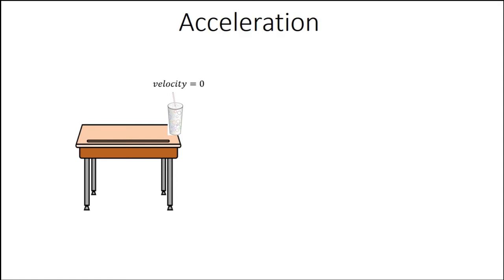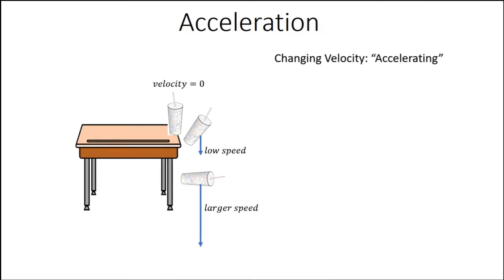It's not going anywhere. However, if I were to carelessly knock it off my desk, then it would start moving downward. Since it is moving downward, that means it has a velocity. As it continues to fall, it picks up more and more speed. Since the velocity of my cup is changing, we say that it is accelerating. In this example, the acceleration caused the cup to speed up.